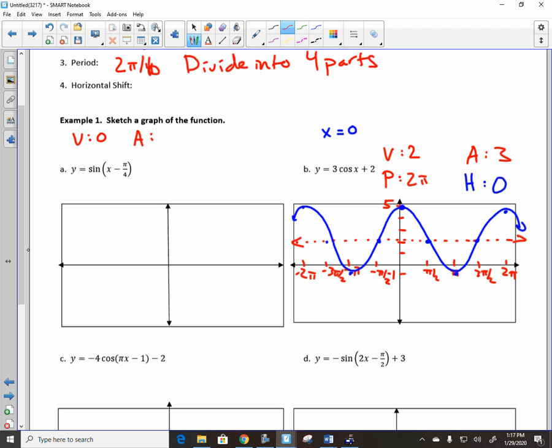The amplitude, 1. So I can mark off +1 and -1. So I have my max and my min. I'm ready to go. The period is going to be 2 pi divided by what? What's the number in front of x? 1, and we just get 2 pi.